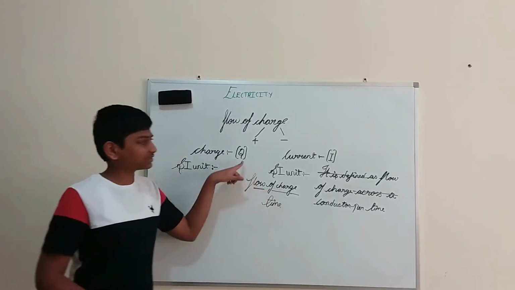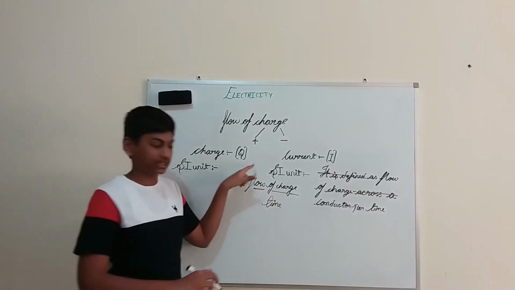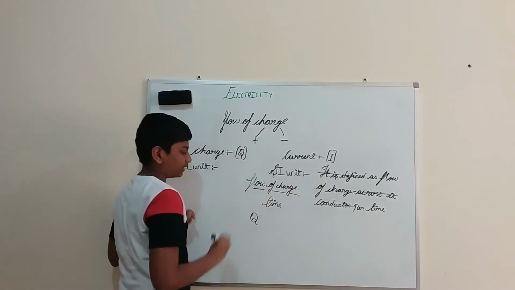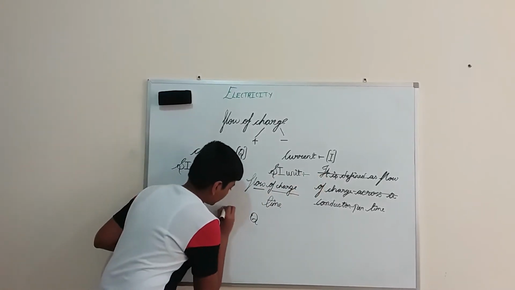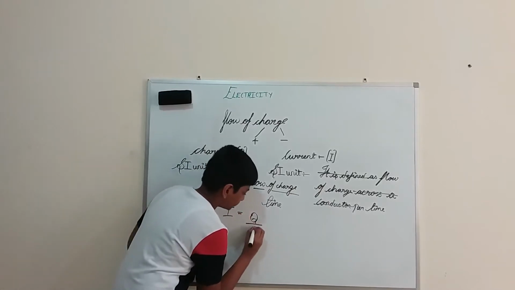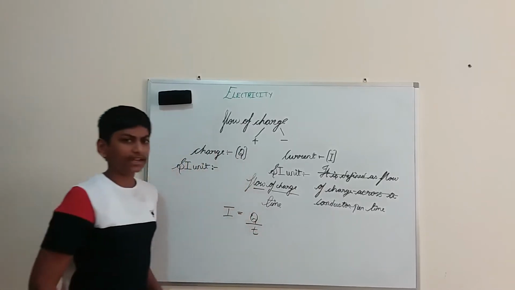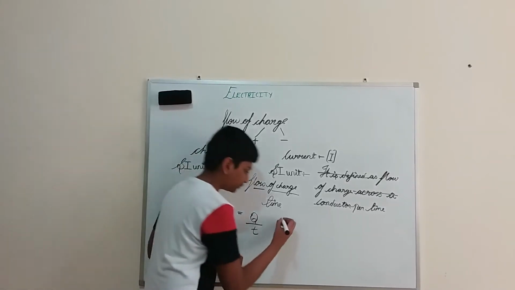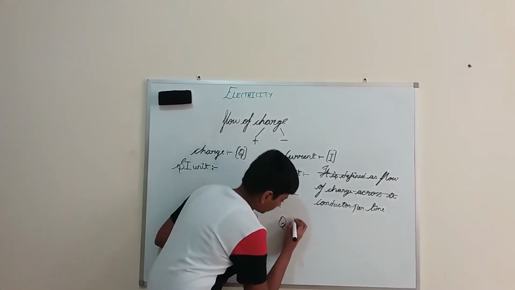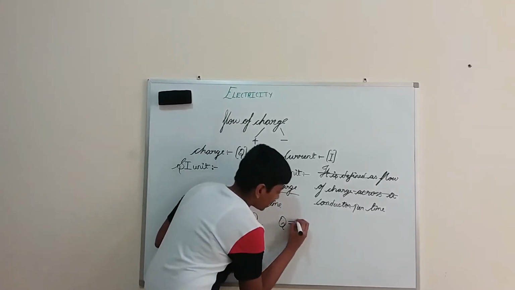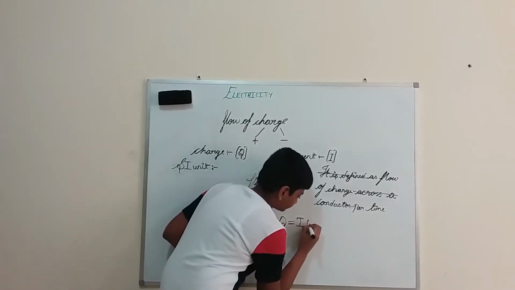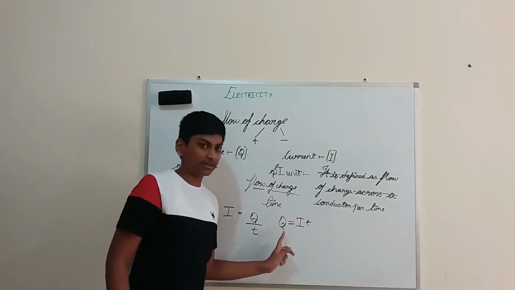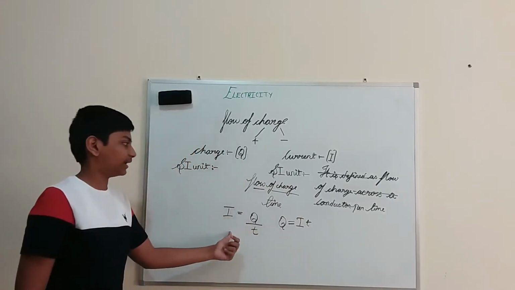Flow of charge is represented in the form of capital Q, and current is capital I. So I is equal to Q by T. Now we can even find what Q is equal to. Charge Q is equal to I into T. Now we have derived how to find the charge and how to find the current.